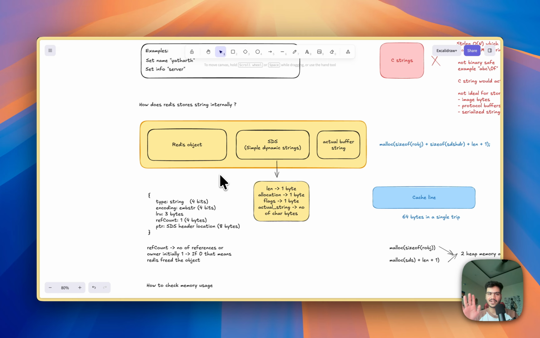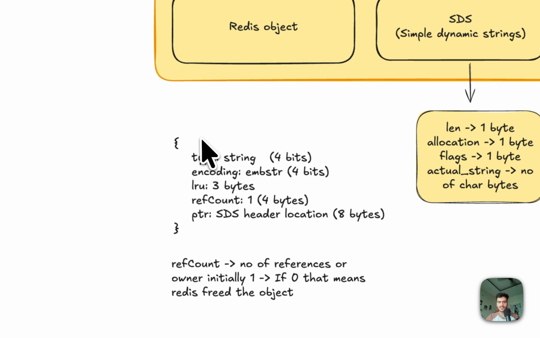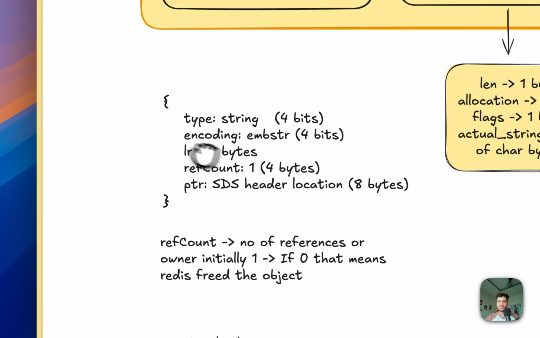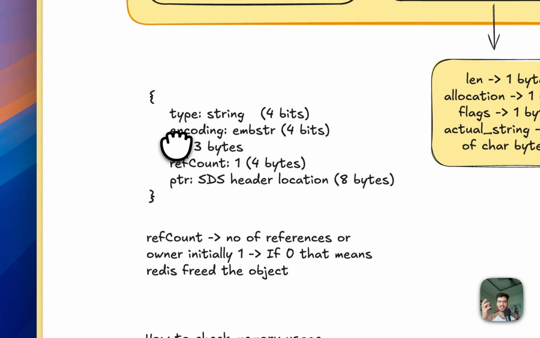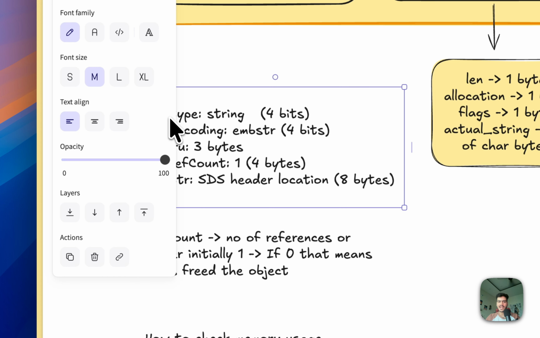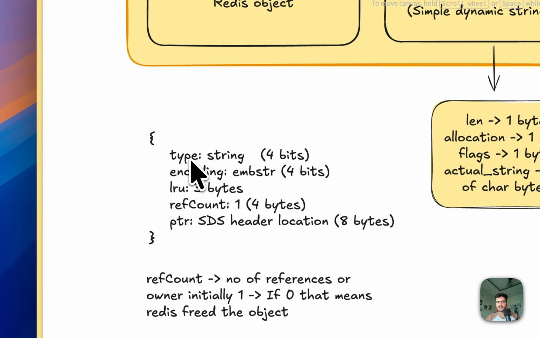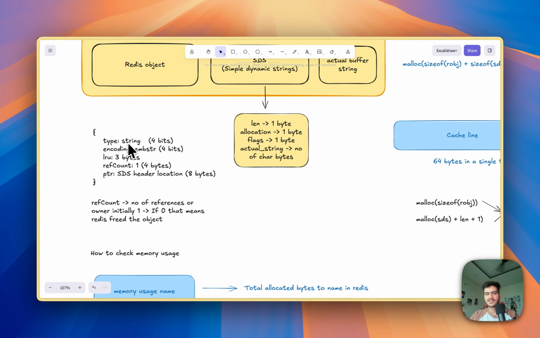So every value in Redis is stored as a redisObject. That redisObject points to SDS where your actual value is stored. Let me show you how this redisObject will look. So redisObject would be a structure or a dictionary internally, and that structure will have a type. So what kind of object are you storing? We are storing a string, right? And what kind of encoding does that particular object have? Let's say it has embstr encoding.